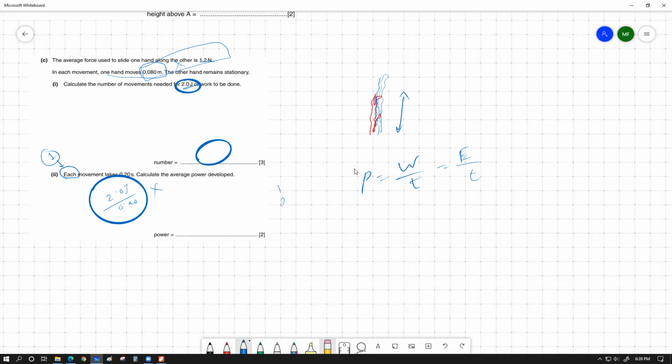Each movement represents whatever you got from the product of these two numbers. That is each movement's energy. So to solve this, you have to use the amount of energy which you calculated over here divided by 0.20 seconds. That gives you the average power developed. So be careful about the amount of energy that you use for the second calculation. This is the part that I wanted to discuss. Be careful about that.